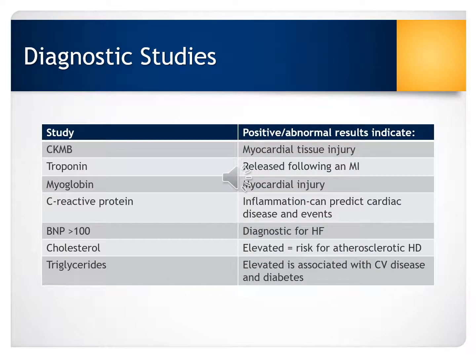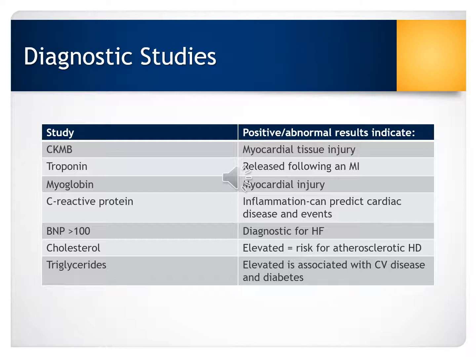There are several blood studies that can be drawn on patients that can provide information about their cardiovascular system. CKMB is one of the cardiac markers. CKMB is usually elevated when there is myocardial tissue injury. CKMB levels rise about 6 hours after an onset of symptoms, peak at about 18 hours, and return to baseline within 24 to 36 hours after the patient has had a myocardial infarction.